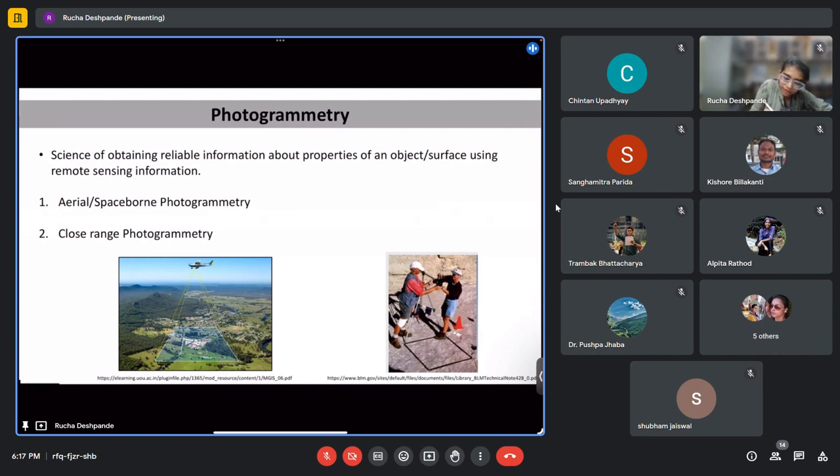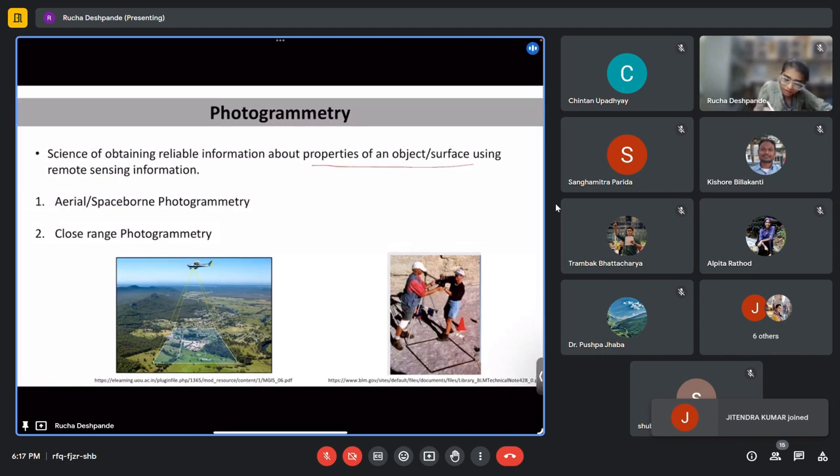So, photogrammetry is the science of obtaining reliable information about properties of an object or surface using the remote sensing information. We had seen some of the concepts from photogrammetry in one of the earlier sessions, but we'll try to cover it in more detail in this session.